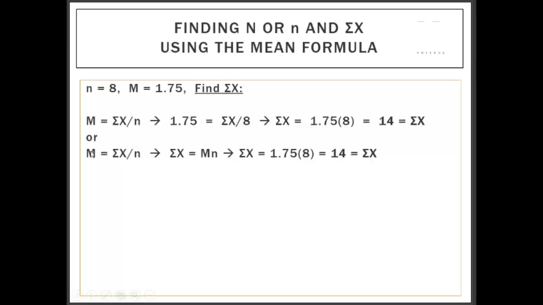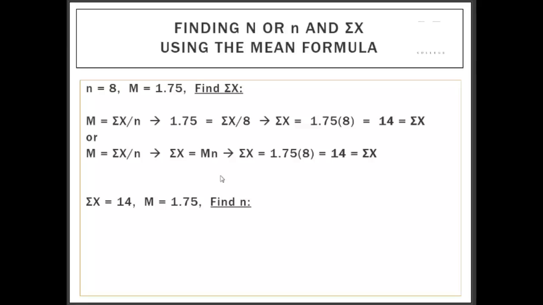So multiply both sides by n, right? We're trying to get rid of the n on this side of the equal sign because we want to isolate the sum of x. And you end up with sum of x equals m times n, and you plug in your values, you get the same answer. On your formula sheet, you will see sum of x equals m times n, and that's just a simple go-to formula for figuring out the sum of x based on the mean and the sample or the population size.